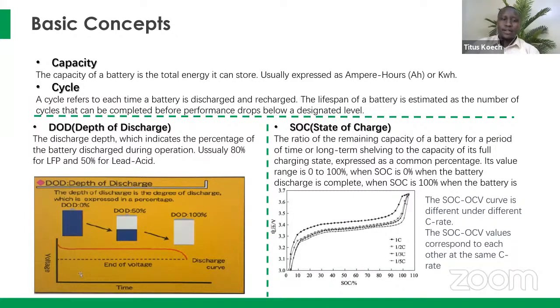The cycle is each and every time the battery is charged and also discharged. That is a charge cycle and also a discharge cycle. So charging the battery and discharging it means one cycle. The number of cycles that the battery can be charged and discharged is the cycle life that we're going to look into in the next slide.